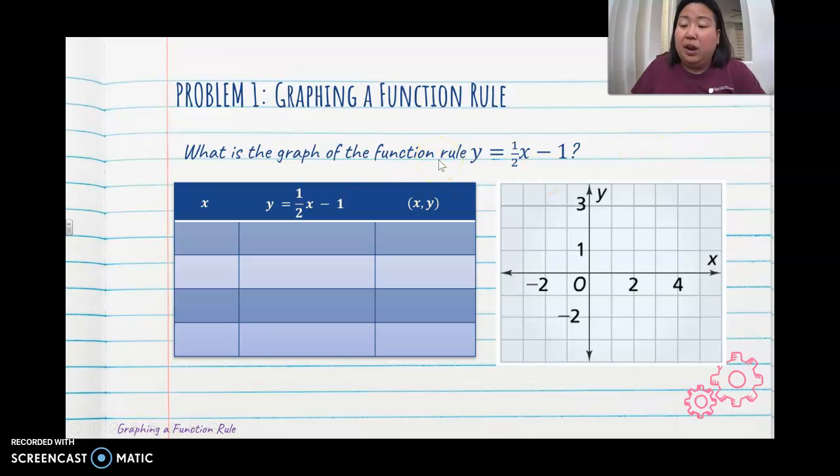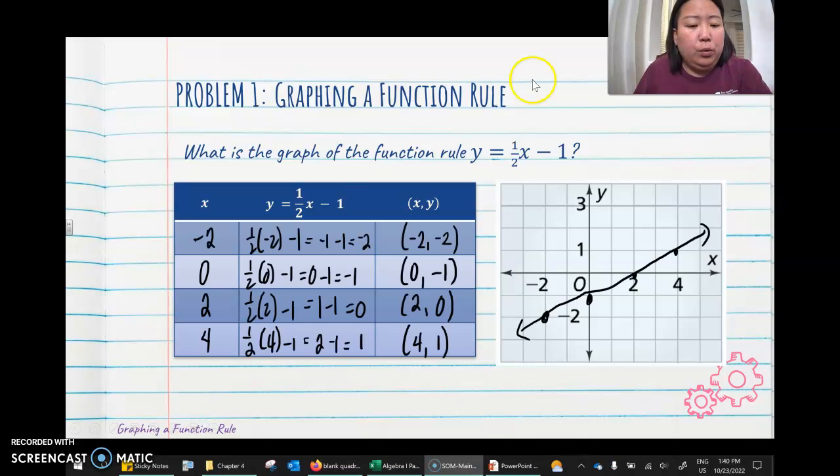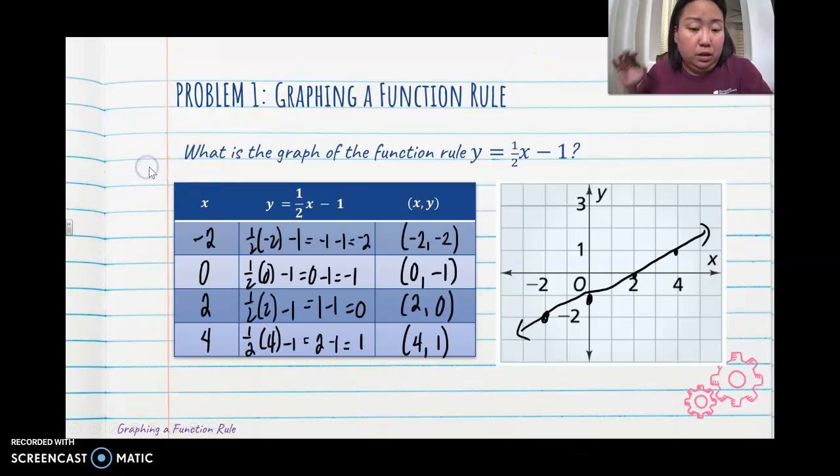Our equation now, or our function now, is y equals 1/2 x minus 1. So try out your values and try the graph. Go ahead.